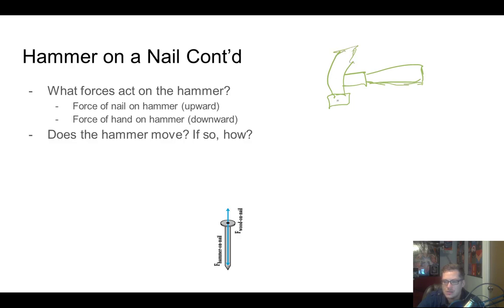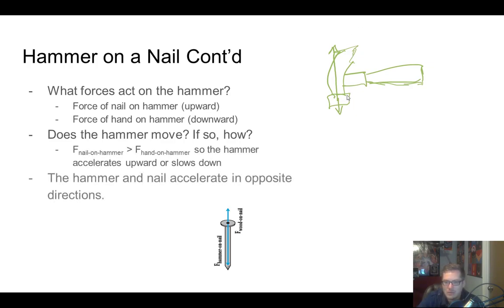Anyway, so we had the force of the wood, the nail, and then we had the force of the hand. And so notice that the force of the nail on the hammer is much greater than the force of the hand on the hammer. So this really shows us, remember, when we're swinging our hammer, it's coming down.